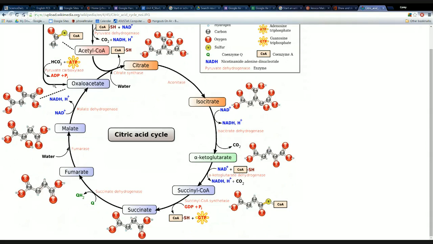And they're also critical because they can be pulled out of the cycle by the cell, and they can be used to make other compounds. So if the cell doesn't need them for energy, it can create those intermediates so that it can then build different molecules.